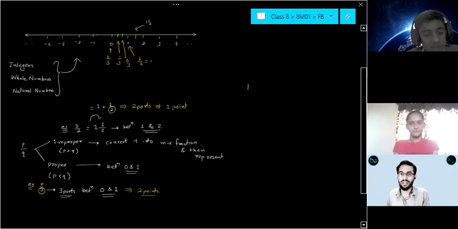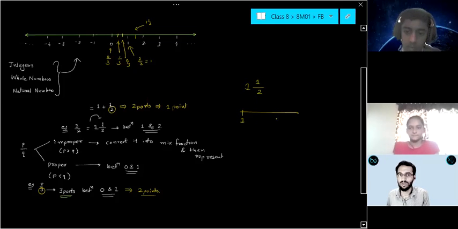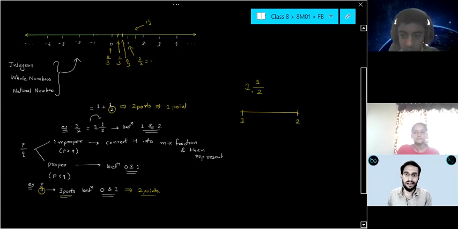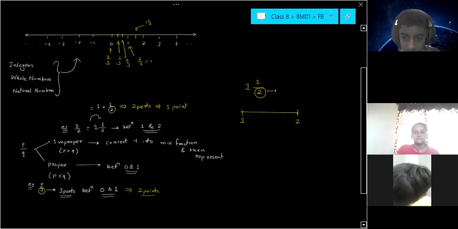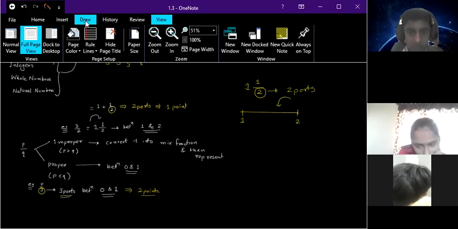See, first you understand that the fraction 1 by 2 is lying between 1 and 2. Right? Now, from the 2, you can determine that you have to make two parts of this segment. Which segment? The segment lying between 1 and 2, you have to make two parts. Now, how can you make two parts? How many points are required?